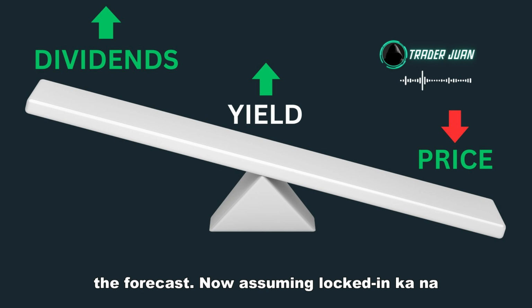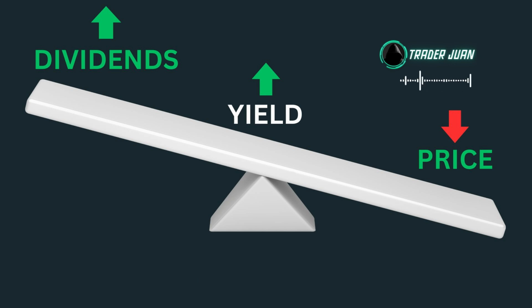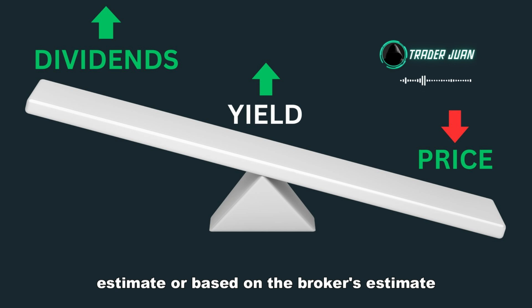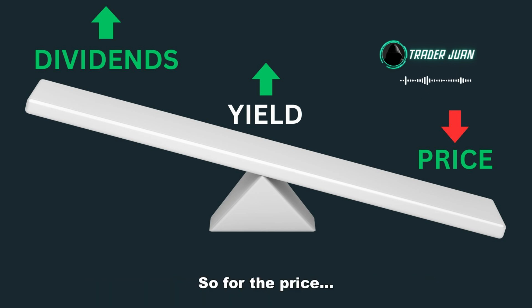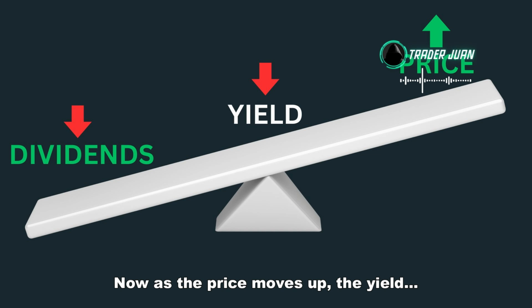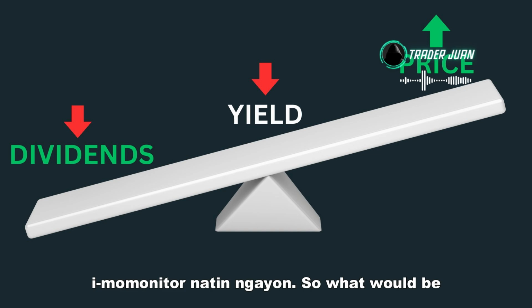Now, assuming lock-in ka na, based on your estimate or based on the broker's estimate, ang gumagalaw na lang dyan is the price, right? So for the price, the lower the price, the higher the yield. Now, as the price moves up, the yield becomes lower. So yun yung imo-monitor natin ngayon.